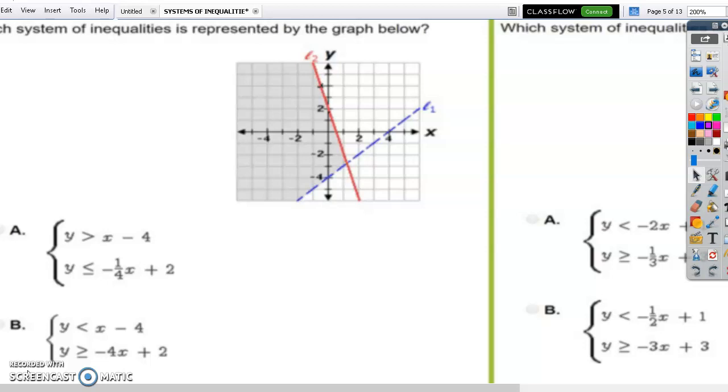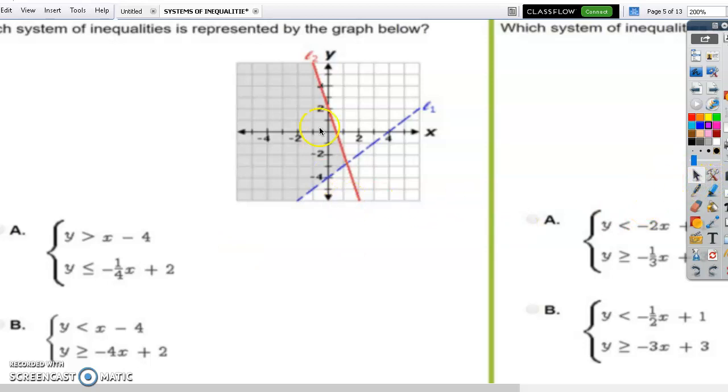So, which system of inequalities is represented by the graph below? This is a question very similar to the first question from the latest video. You're given two lines, line 1 and line 2, one blue, one red. And you have to see which one of these systems is represented by these lines.